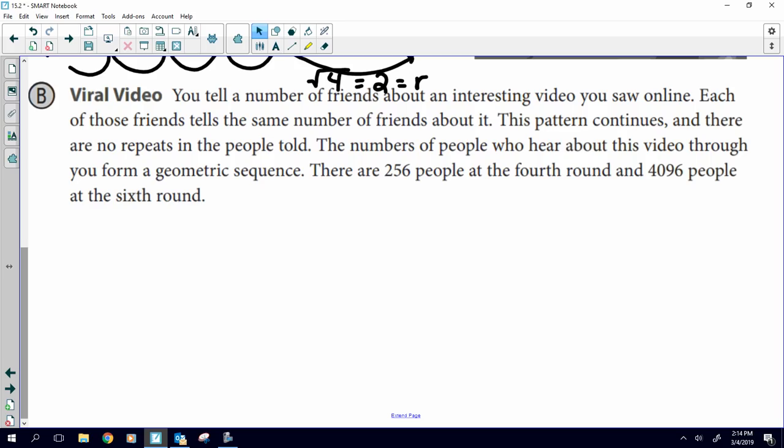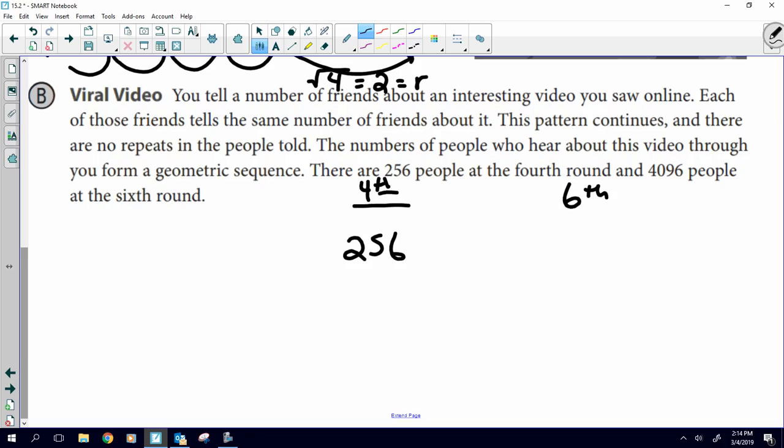Okay, viral video. You tell a number of friends about an interesting video you saw online. Each of those friends tell the same number of friends about it. This pattern continues, and there are no repeats in the people told. The number of people who hear about this video through you form a geometric sequence. There are 256 in the 4th, okay, and in the 6th, we have 4,096.